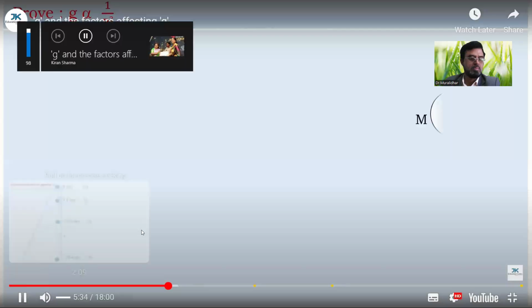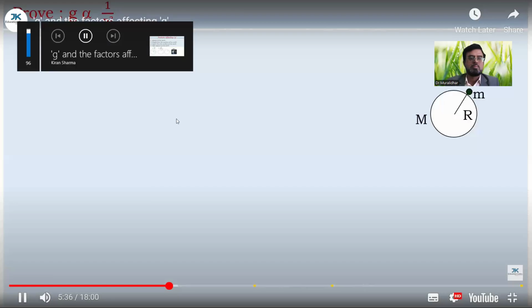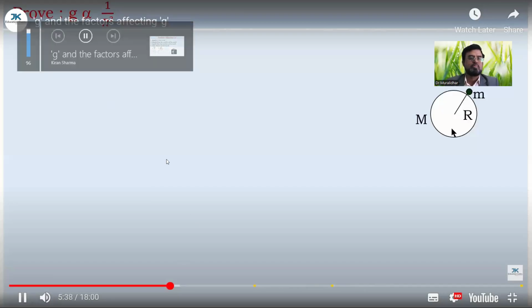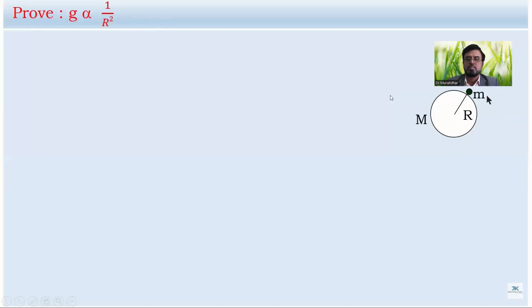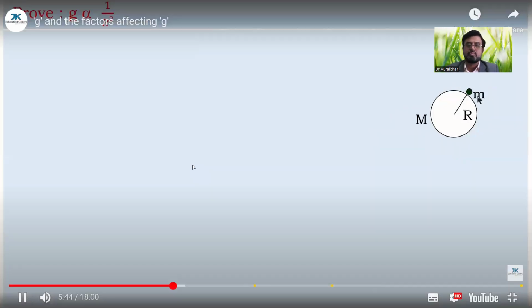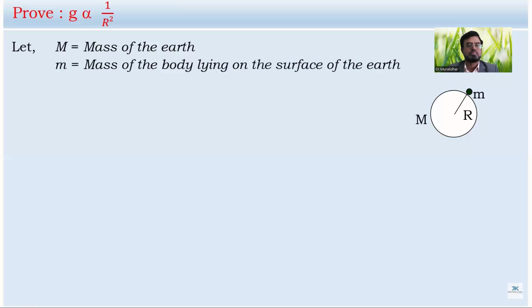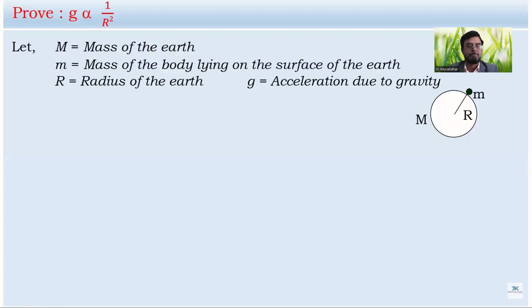We can prove this way. Let's say this is Earth and its mass is capital M and its radius is denoted by capital R, and the mass of the body lying on its surface is small m. Let capital M be the mass of the Earth, small m the mass of the body lying on the surface of the Earth, R the radius of the Earth, and small g the acceleration due to gravity. Capital G, certainly, is the gravitational constant.